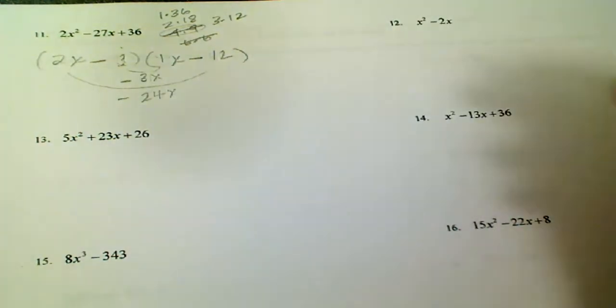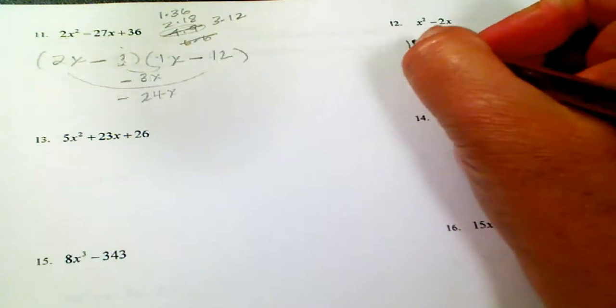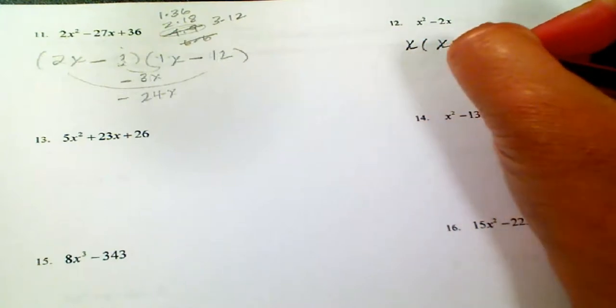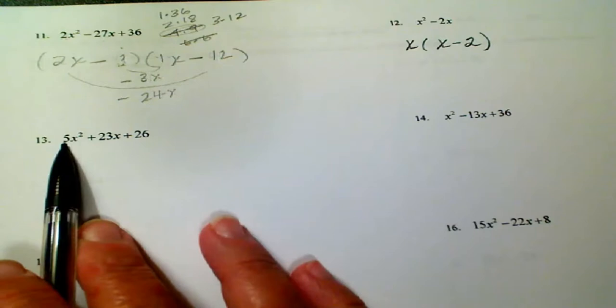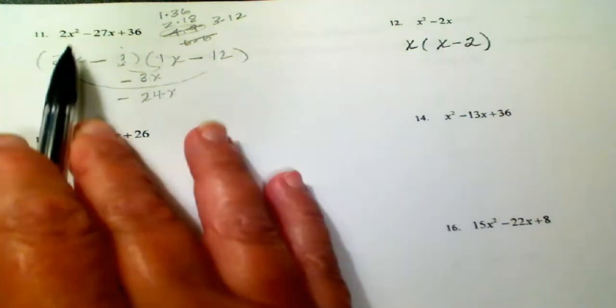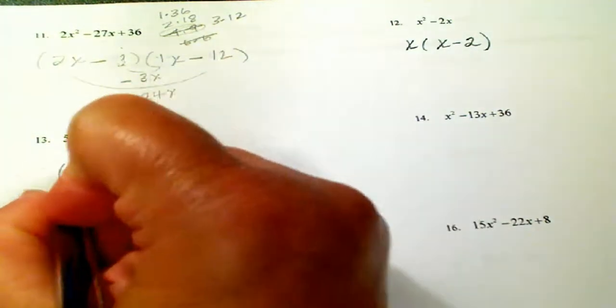All right, number 12. There is a GCF. You can take out an x. What will you have left? X minus 2. And that's it. That's all you can do. All right, the next one, we have another, no GCF. So we have another type 2 trinomial.